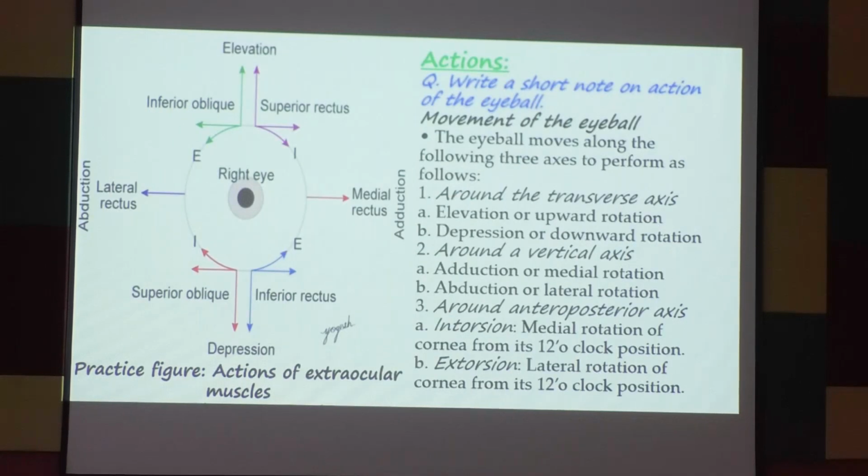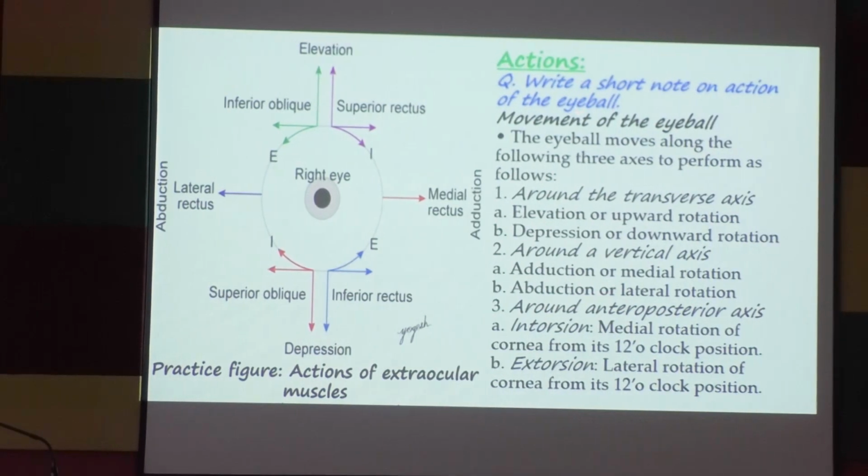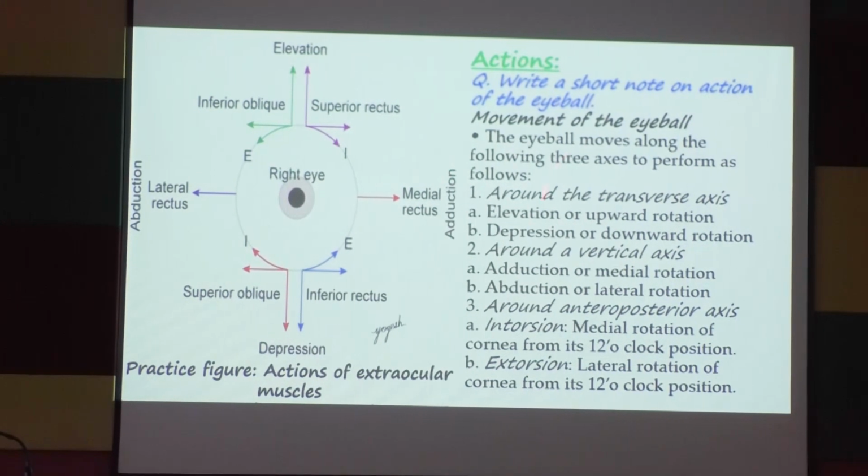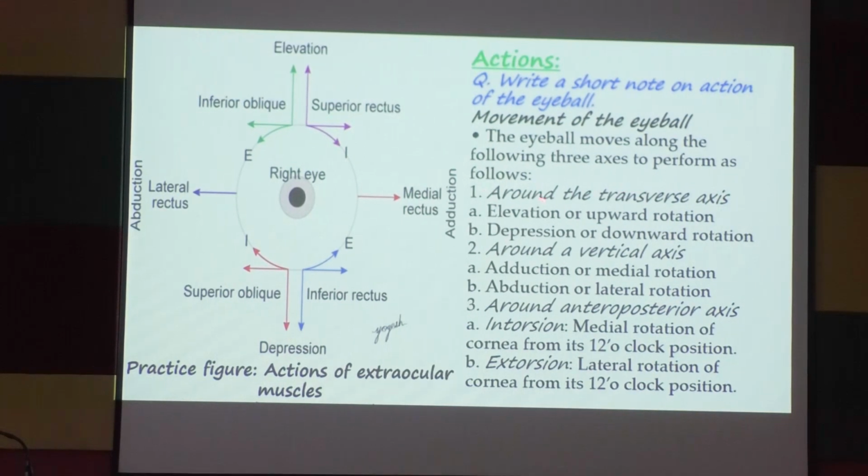And now what are the actions? Actions are very important. You have to test in your ophthalmology which muscle is paralyzed in your patient. So you have to know the action of all these muscles. The eyeball moves along the following three axes to perform as follows.